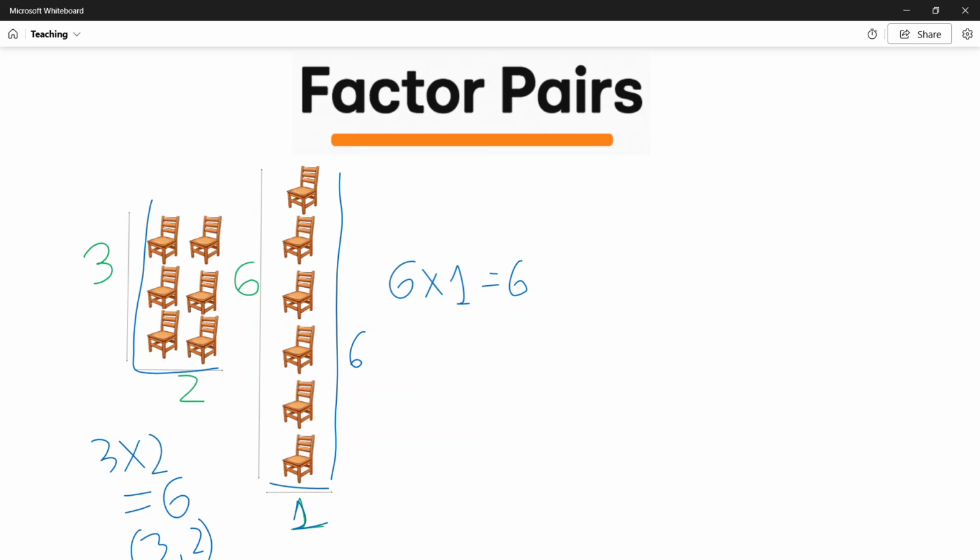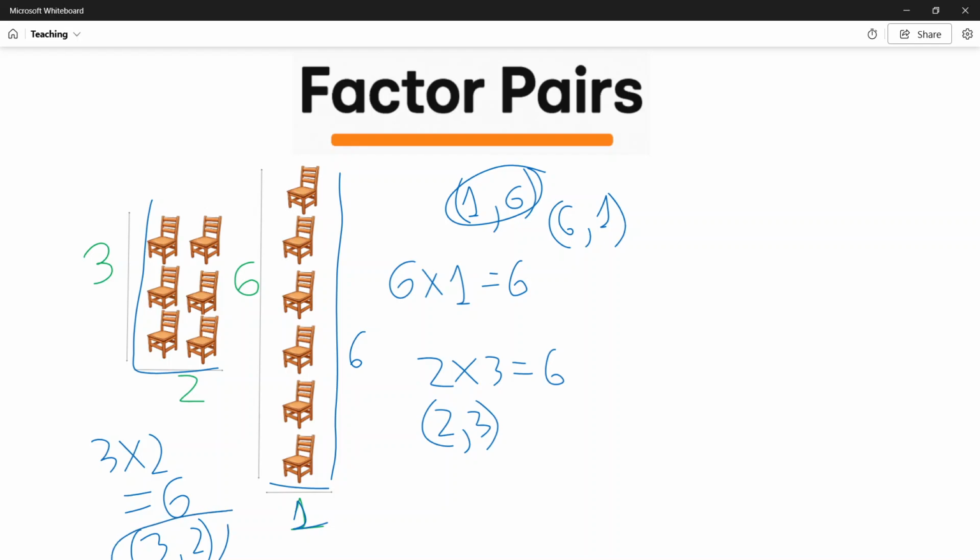Either way can work. If someone says 3 times 2 or 2 times 3, that is also 6, but 3 times 2 or 2 times 3 is the same thing. We can say 1, 6 or 6, 1. Either way we can write it, but not both ways, because what we want here are unique pairs of factors. So we need just one of these. Let's choose 1, 6 and 3, 2.